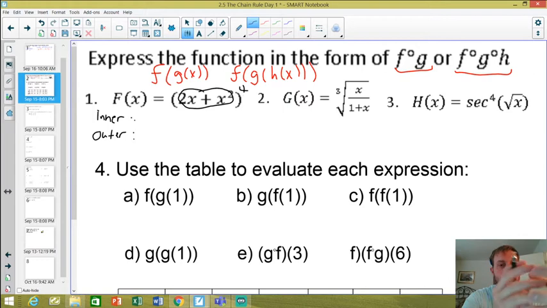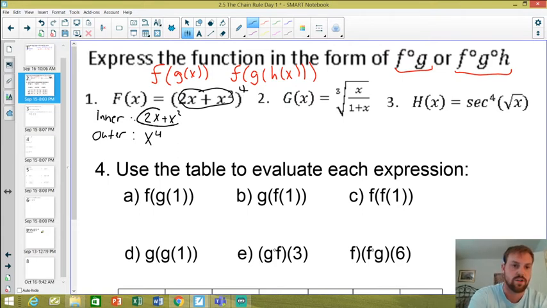What we're doing is inputting 2x plus x squared into x to the fourth. Do you see how this is nothing more than us taking this function and plugging it into x to the fourth? That's the logic. That's what we should be able to recognize.